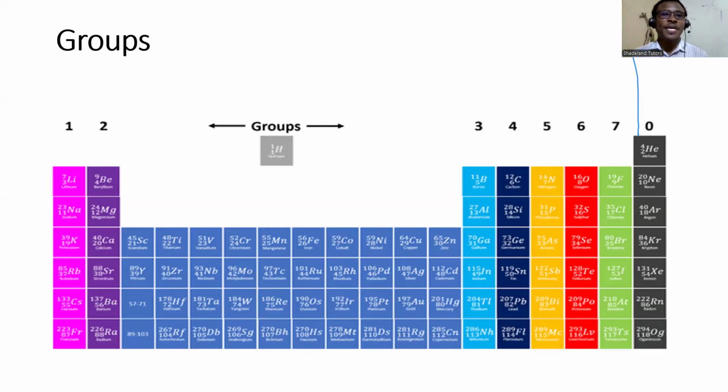Yeah, the one in pink represents all the elements in group 1: lithium, sodium, potassium, rubidium, cesium, and francium.